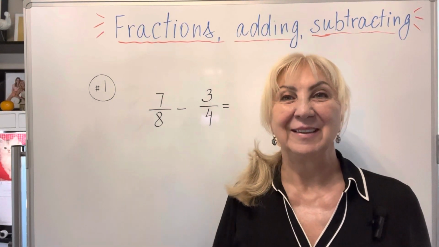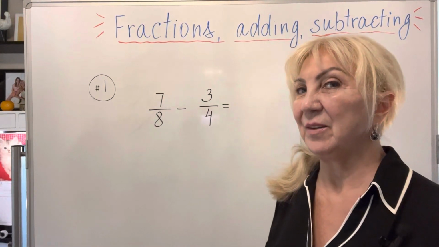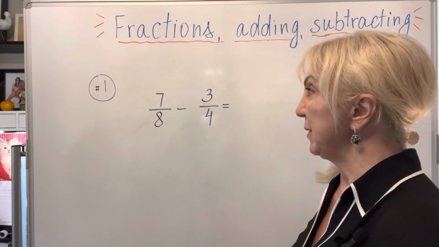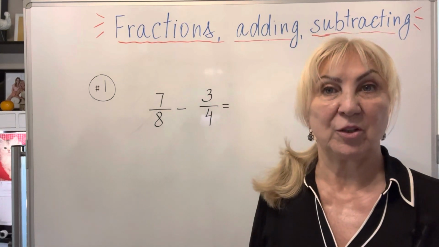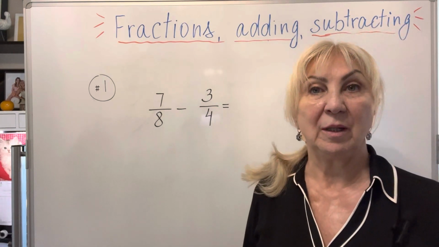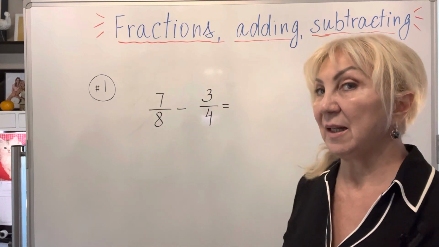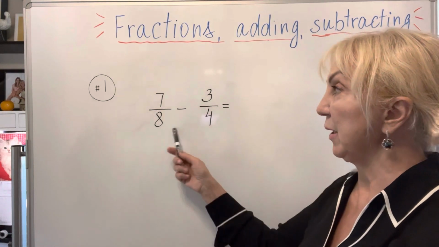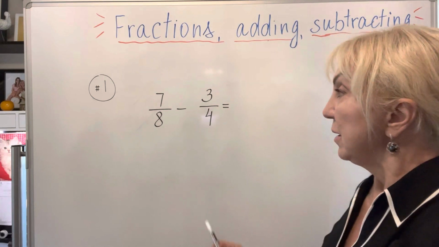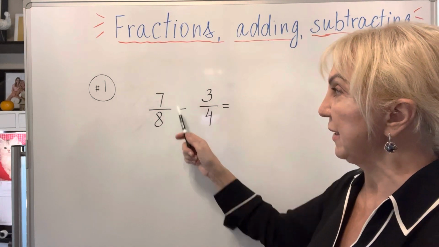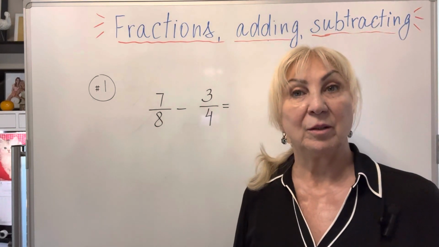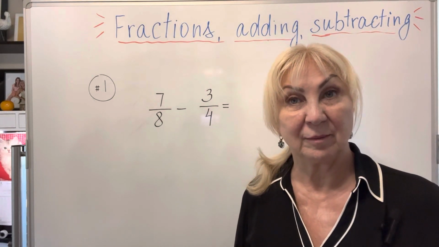Hello everyone. Today we'll continue studying fractions, and today we're going to work with problems that need to subtract two fractions. As we learned from the last video how to find the least common denominator, since we're working with fractions that have unlike denominators. So in this case, we're going to work out 7/8 subtract 3/4. And what first step do we have to take?